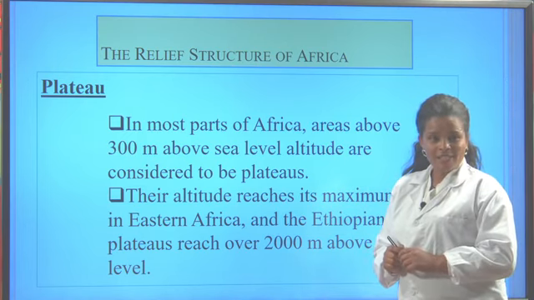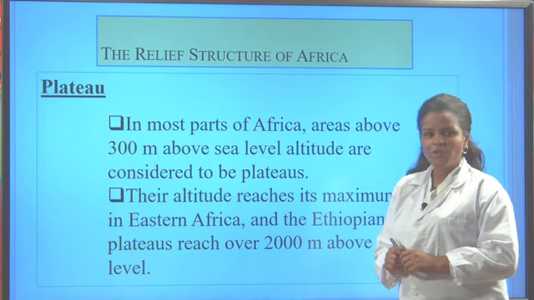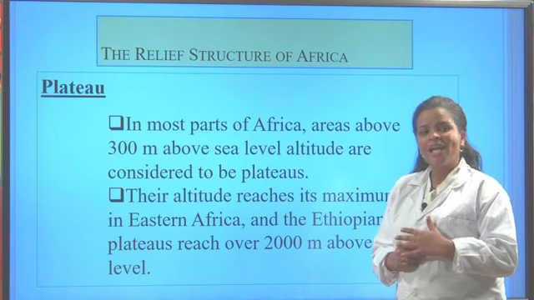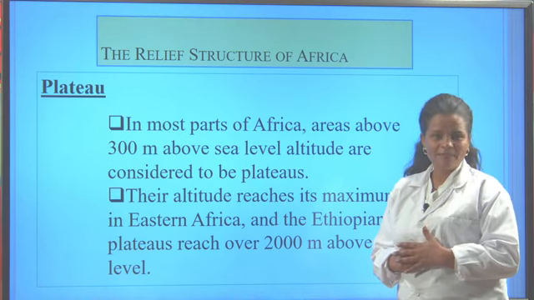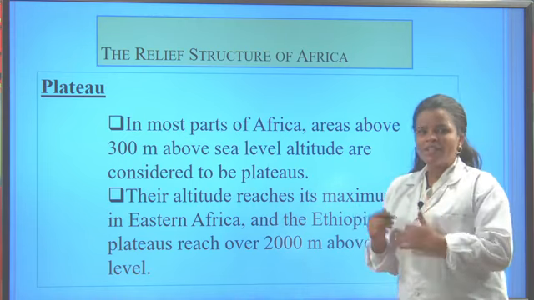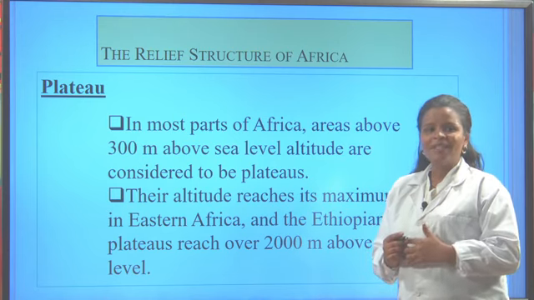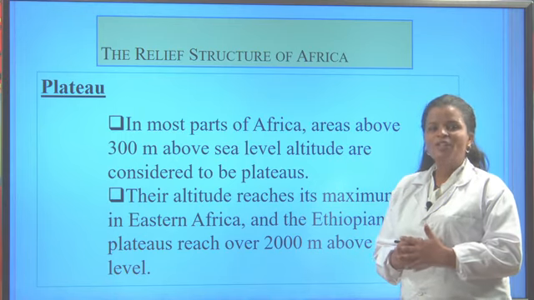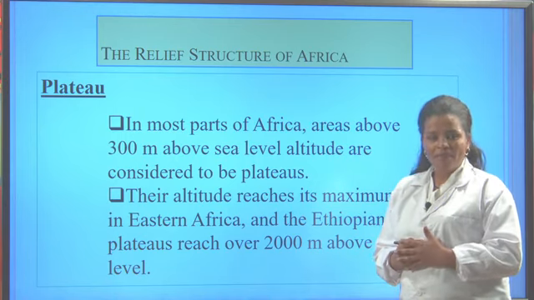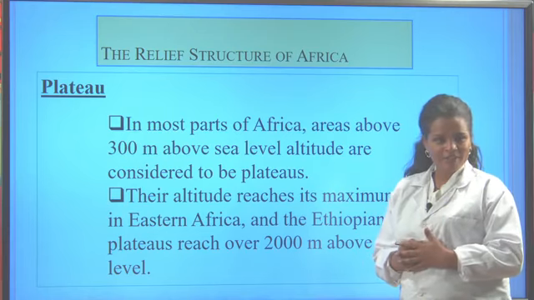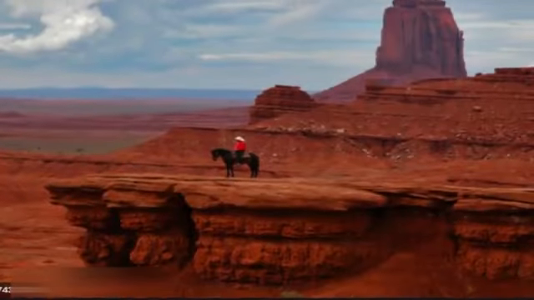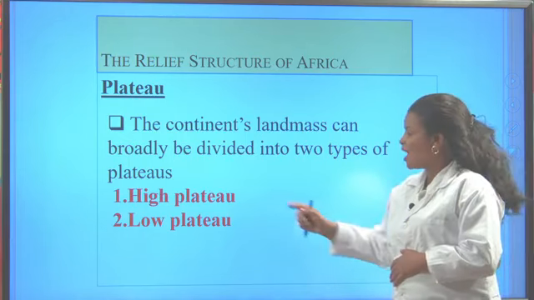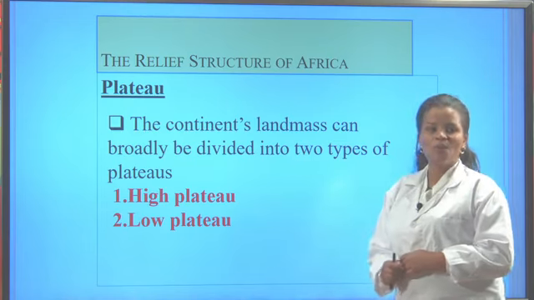Students, let us see each relief feature of Africa. In most parts of Africa, areas above 300 meters above sea level and reaching 2,000 meters, we call plateau. The plateau reaches 2,000 meters above sea level in Eastern Africa and Ethiopia. There are two types of plateau. These are high plateau and low plateau.